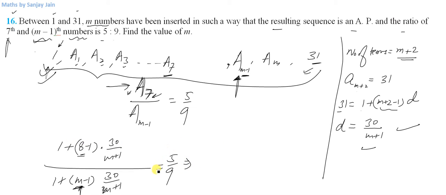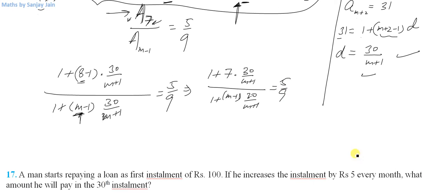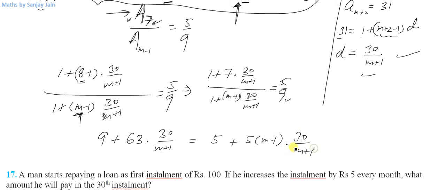So now I will cross multiply. Let me write it as 1 plus 7 into 30 by m plus 1, and this as 1 plus m minus 1 into 30 by m plus 1, and it is equal to 5 by 9. Now if I cross multiply, this 9 will get multiplied here, so 9 plus 63 into 30 by m plus 1 will be equal to 5 plus 5 into m minus 1 into 30 by m plus 1.